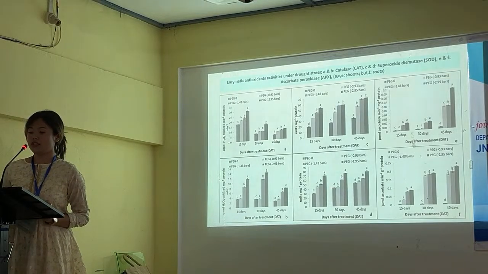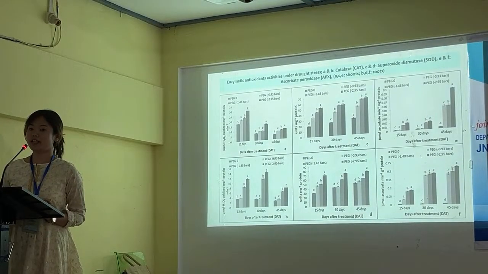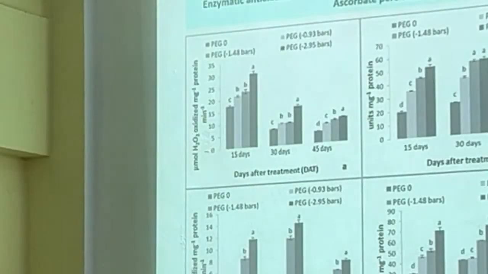Similarly, in roots it also increases in all 15, 30, and 45 days. This means that acyl element can detoxify the free radicals, converting them to less harmful radicals, that is hydrogen peroxide. And lastly, ascorbate peroxidase is a very necessary enzyme which helps in the production of ascorbic acid.